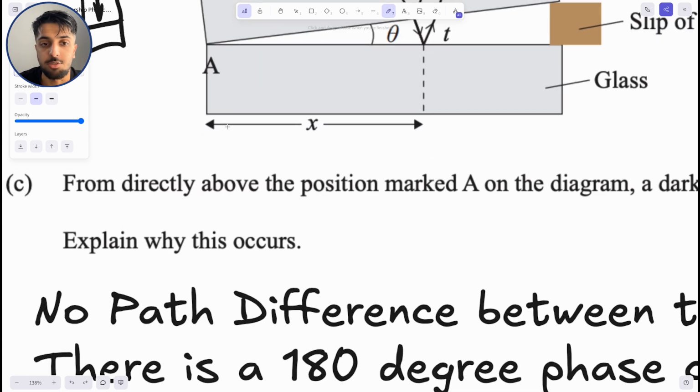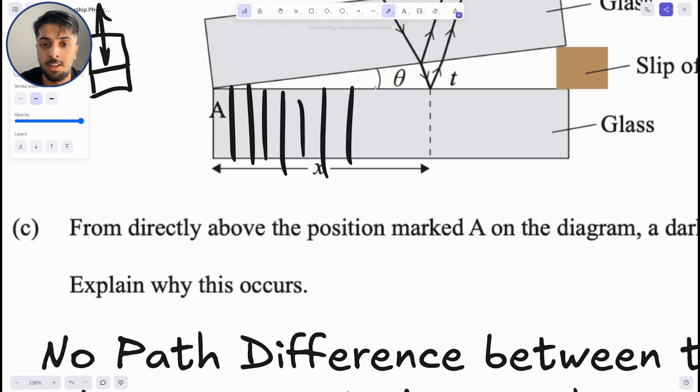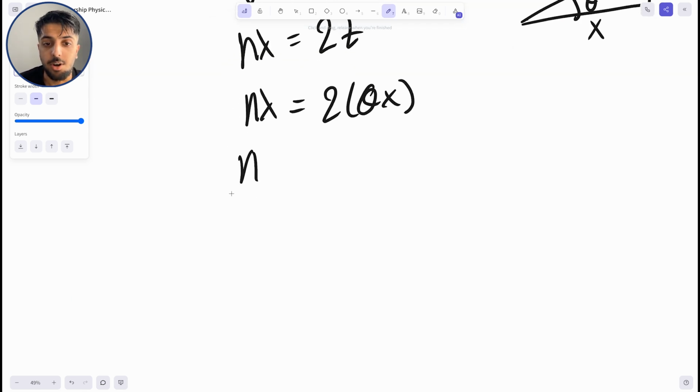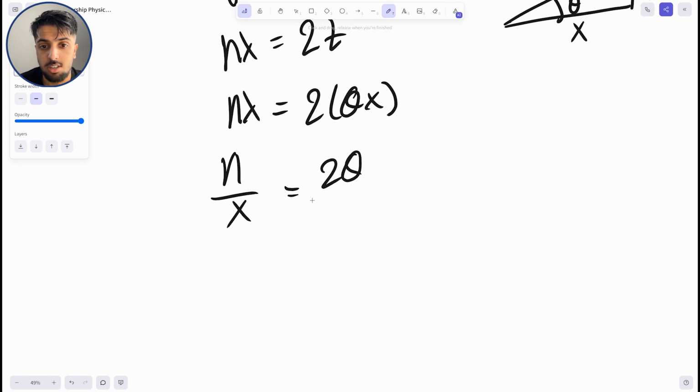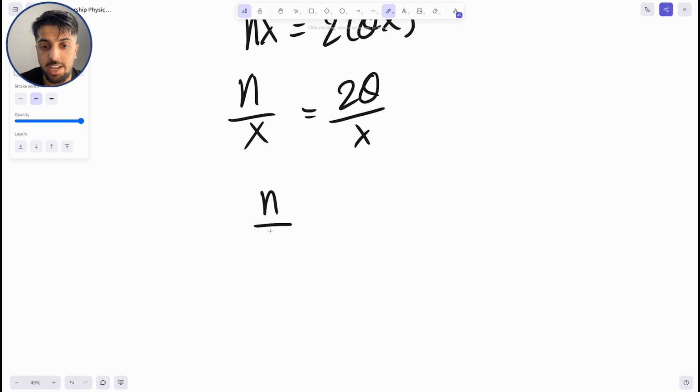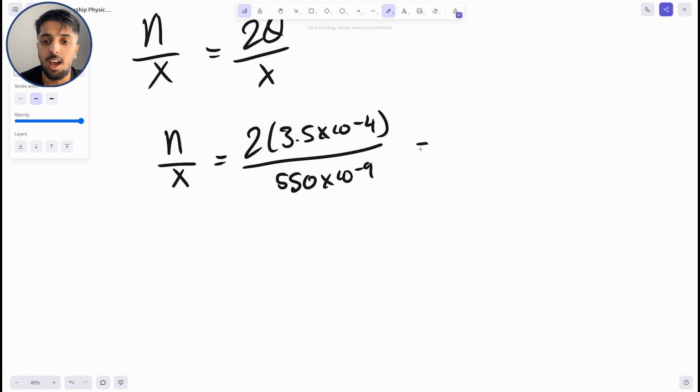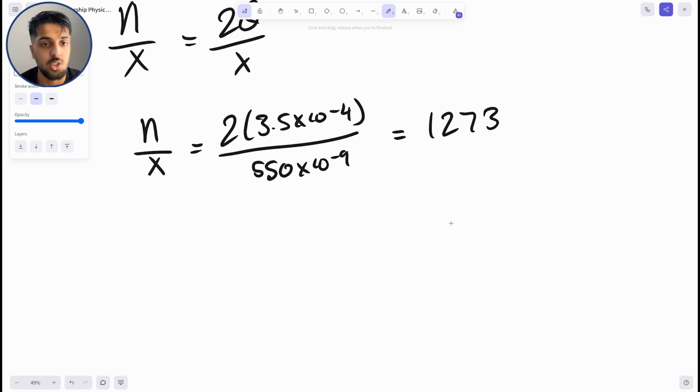That's our distance, because if we have fringes all across here, our number of fringes per meter is going to be the total number of fringes divided by our x. So what we want is our n over x, that's our number of fringes per meter, and that's going to be equal to 2 theta all over our wavelength. And so n over x is equal to 2 times 3.5 times 10 to the negative 4 divided by our wavelength, which is 550 times 10 to the negative 9, again in nanometers, and that's equal to 1,273 dark fringes per meter.